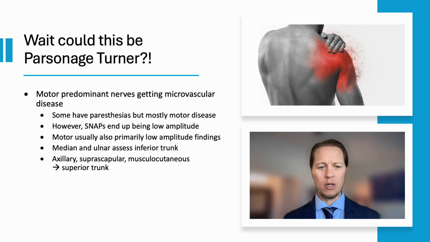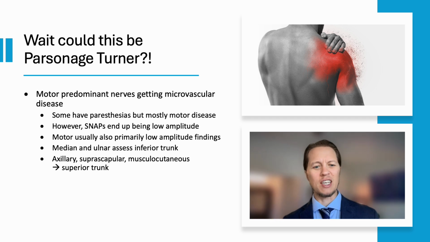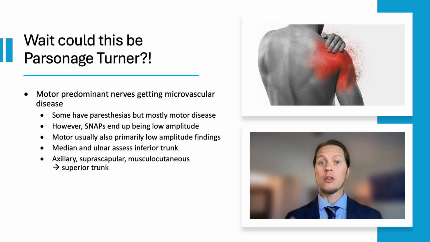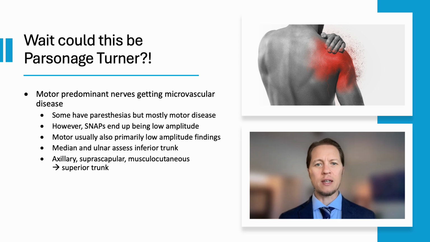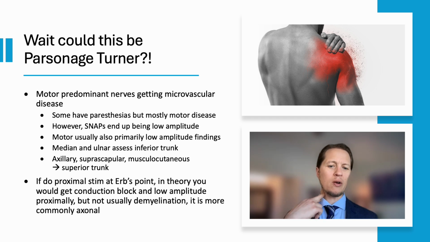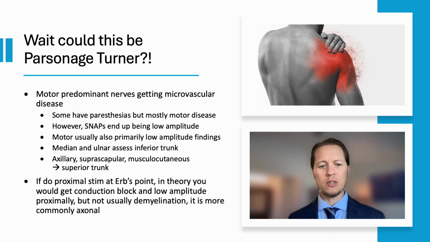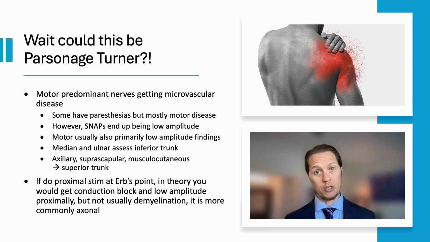You want to check median, you want to check ulnar, you also want to check the upper ones that, well, honestly, I was doing in this case: suprascapular, musculocutaneous, long thoracic. These are all upper trunk problems that are commonly affected in Parsonage-Turner. Again, you could stim at Erb's point, and you might get some degree of conduction block or low amplitude, but it's not usually a demyelinating issue. Parsonage-Turner, unfortunately, is very axonal in nature.